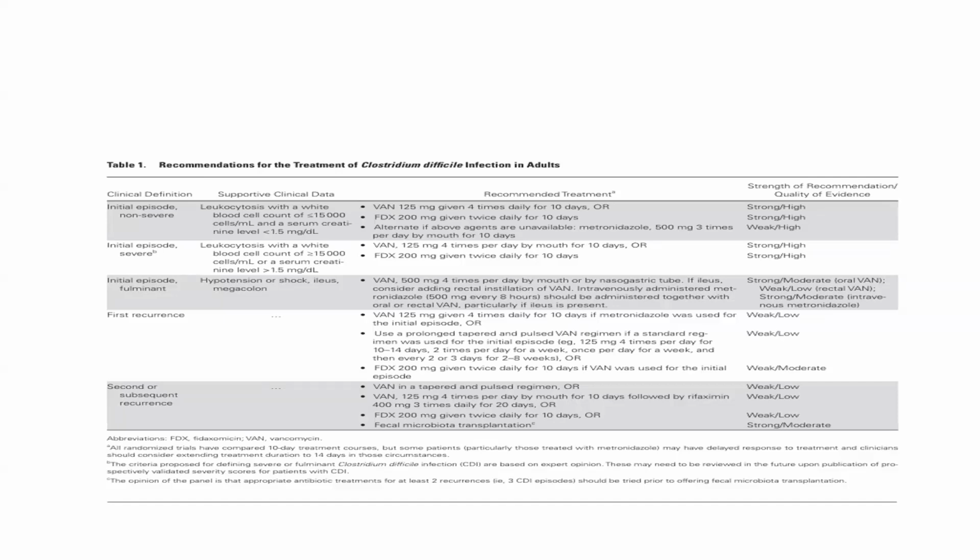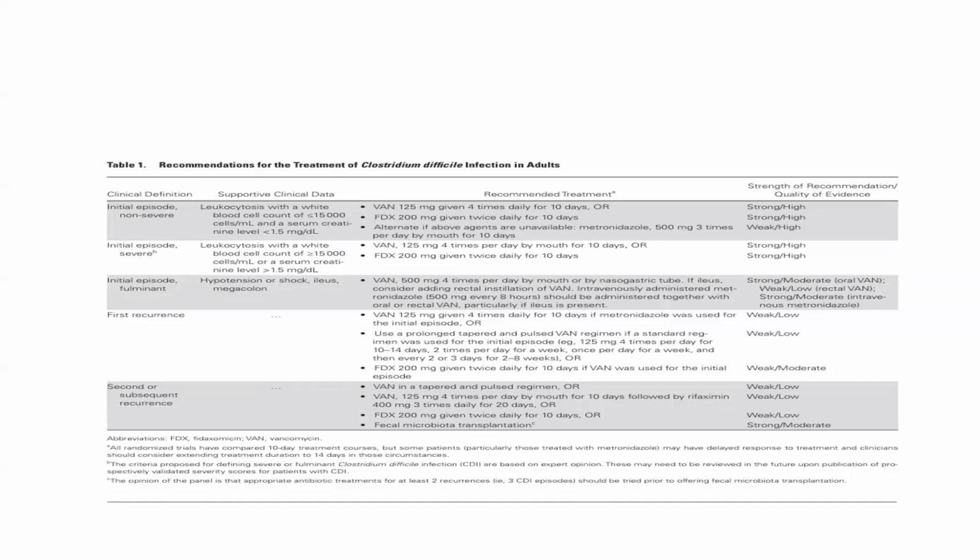If the initial episode is severe, meaning the WBC count is high, that is more than or equal to 15,000, along with signs of dehydration like creatinine more than 1.5, then treat this infection with vancomycin 125 mg 4 times per day by mouth for 10 days, or fidaxomicin 200 mg twice daily for 10 days.